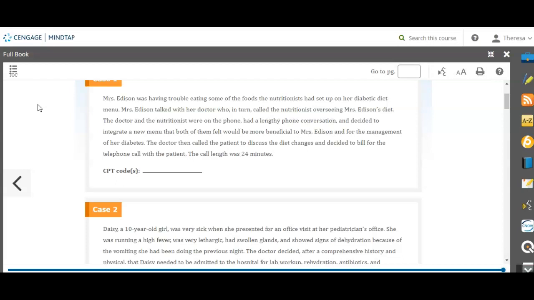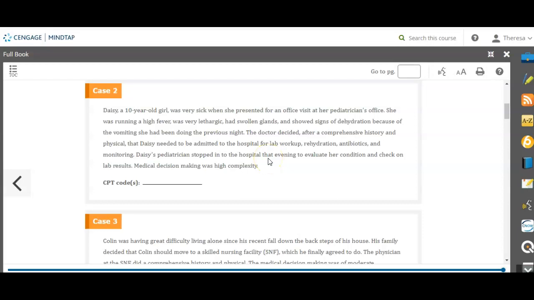Now, for this particular one, what's important to know is this was a phone conversation. So this is a phone billing. It was an adjustment in her counseling there, and it was for 24 minutes. So for this particular one, the easiest thing to do would be to look in the index and look at telephone. Under telephone, you'll find evaluation and management, and underneath evaluation and management, you would see physician. Now, it's going to give you a range of codes of 99441 to 99443, and it's based on time. This one says it was 24 minutes, so that would make this code 99443.